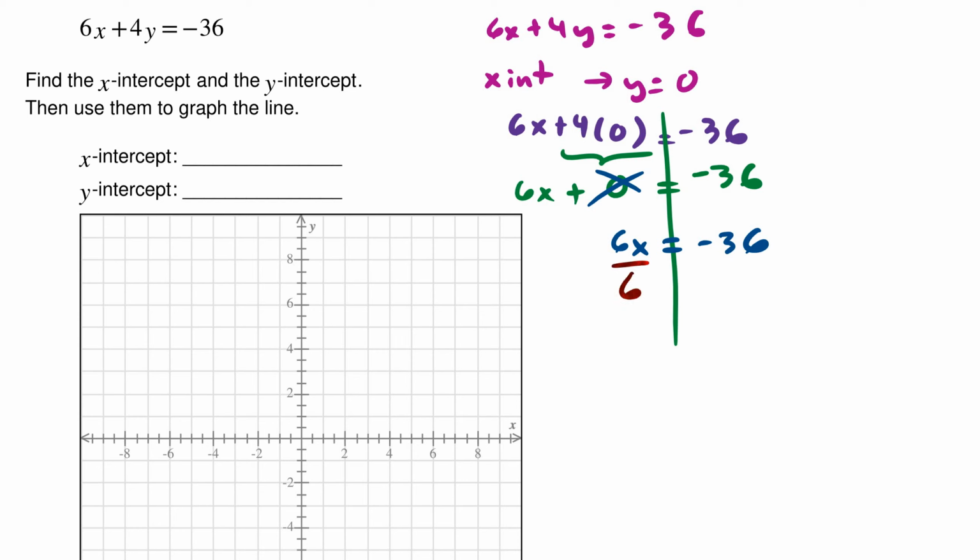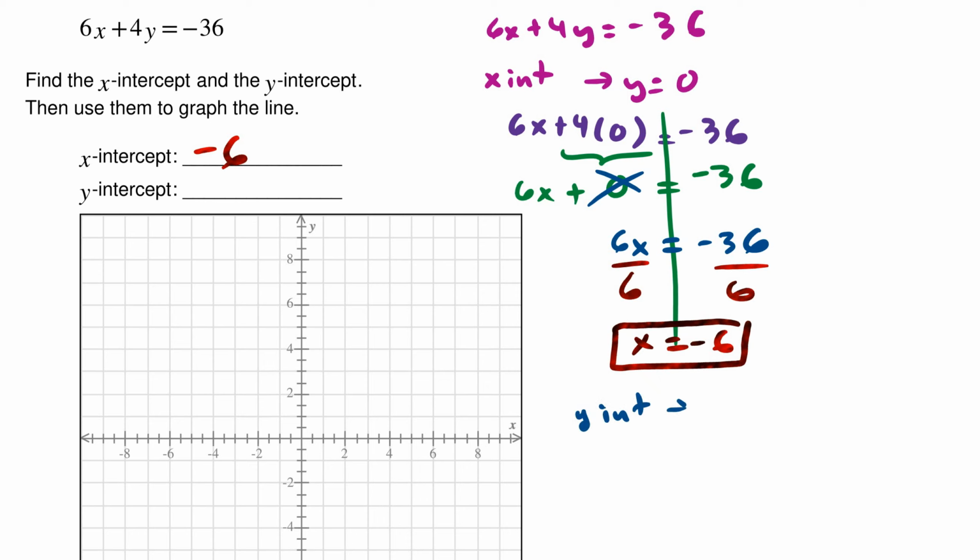And then we're going to divide by 6 on both sides. So x equal to -36 divided by 6, which is -6. Okay, so the x-intercept is -6. The y value, we're going to do the same thing. We're going to plug in 0 for x. For the y-intercept, you will have x equal to 0.